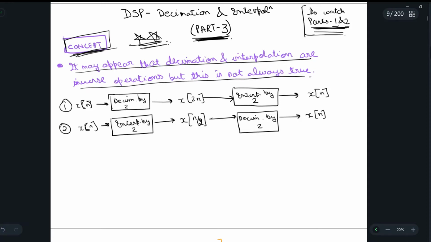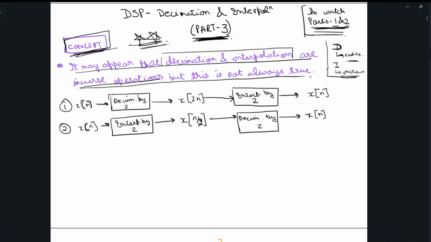So what do they mean by this statement? They are saying that decimation and interpolation are inverse operations. It must have occurred to you also, because in decimation, which I will represent by D, we reduce the signal length, and in interpolation we increase the signal length. So basically they should be opposite of each other. But that is not always true. That is what they are trying to say. Let us understand that by looking at an example.